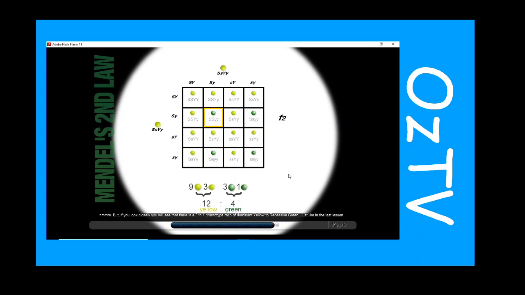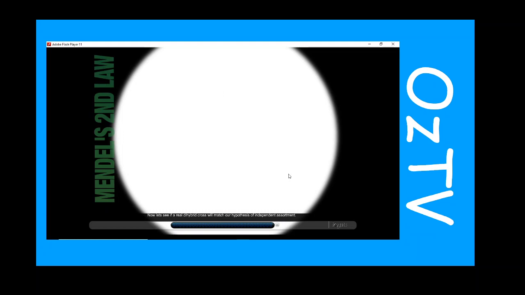But, if you look closely you will see that there is a 3:1 phenotype ratio of dominant yellow to recessive green, just like in the last lesson. Also, there is a 3:1 phenotype ratio of dominant smooth to recessive wrinkled peas. Since these 3:1 phenotype ratios are identical to that from a monohybrid cross, our prediction suggests the alleles are assorted independently. Now let's see if a real dihybrid cross will match our hypothesis of independent assortment.